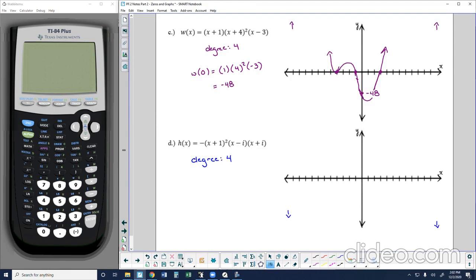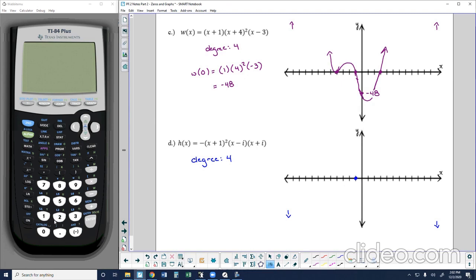My x-intercept, and notice I said x-intercept, would be negative 1. I'd only have one x-intercept. The zeros that would come from this, x equals i and x equals negative i, are imaginary zeros. So they would not show up on our graph.